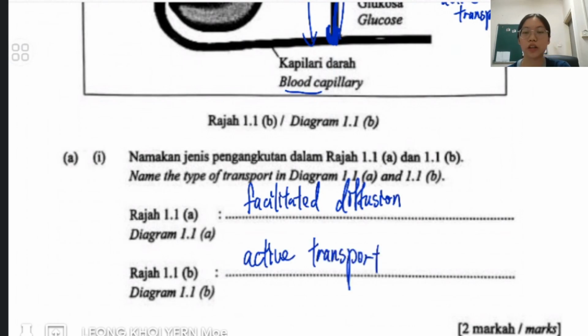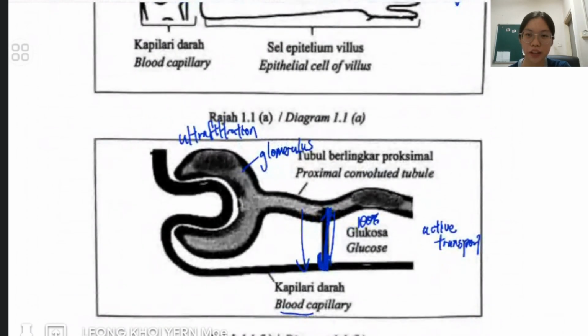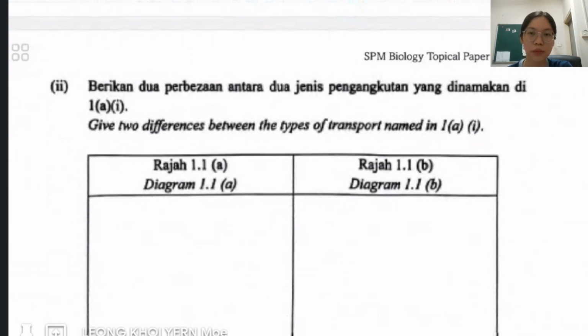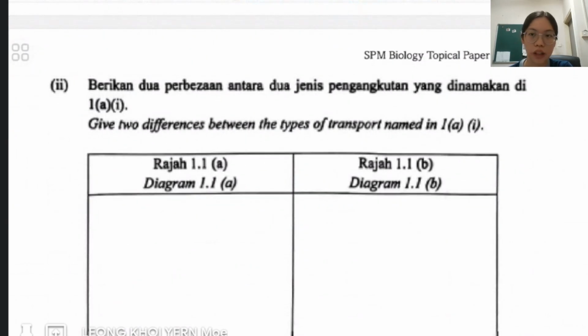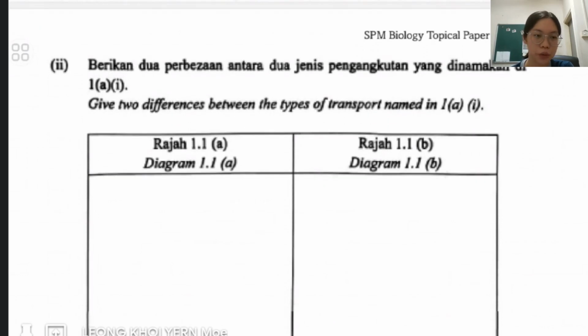So this one requires your knowledge from chapter 9, and this one is about the formation of urine and all those processes. Now let's take a look at this part. Differences between the two types of transport named in 1AI. So what are the differences between them?